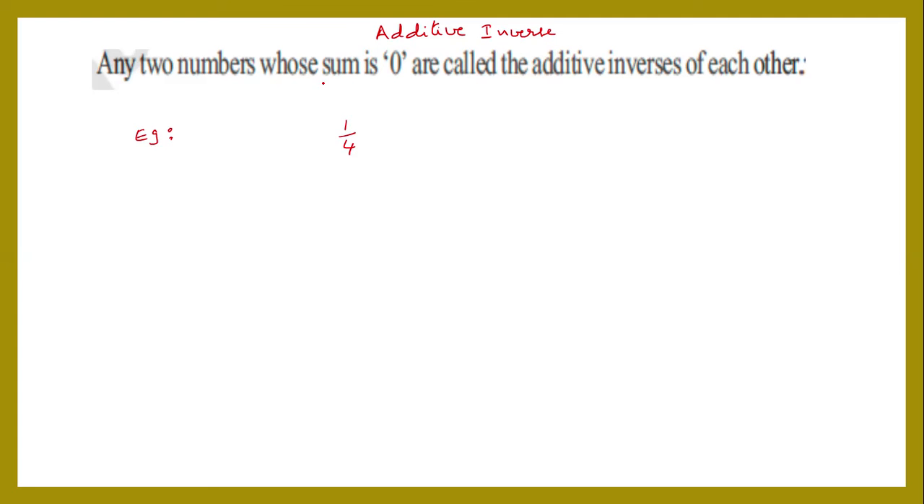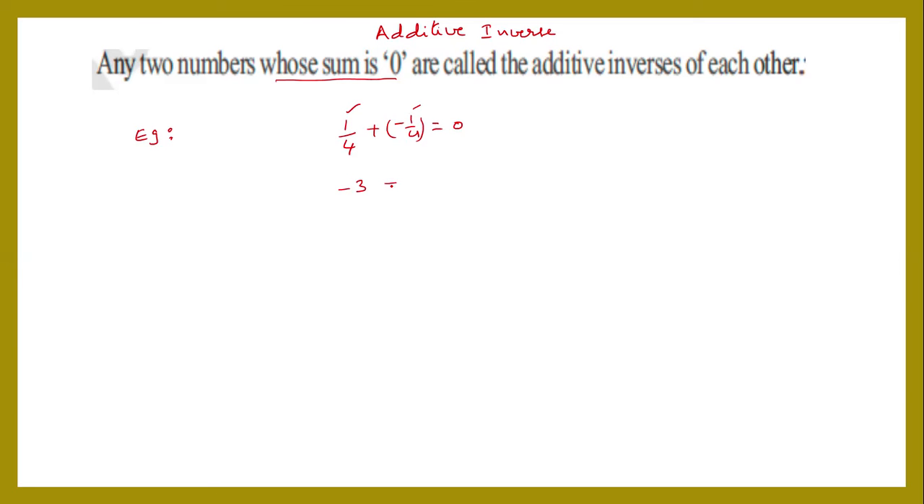Any two numbers whose sum is 0. When you add minus 1 by 4, we get 0. That means here 1 by 4 and minus 1 by 4 are both additive inverses of each other. You may take one more example.